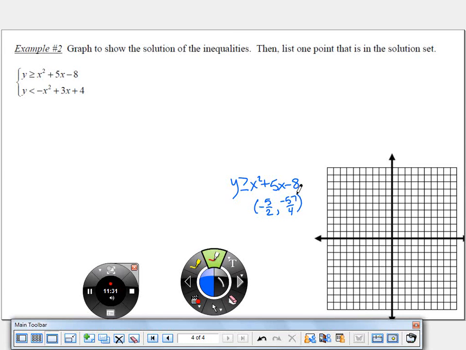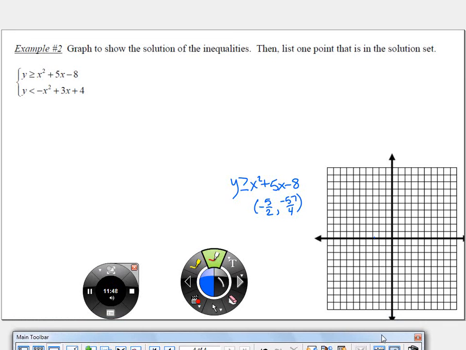So our vertex is going to be at negative 2.5, so like here, and then negative 57 over 4. So 57 over 4 is like, let's see, 14 and a little extra. So it's going to go below my graph, way down here somewhere. So negative 2.5, negative 14 something.